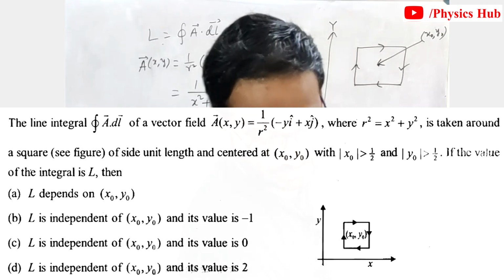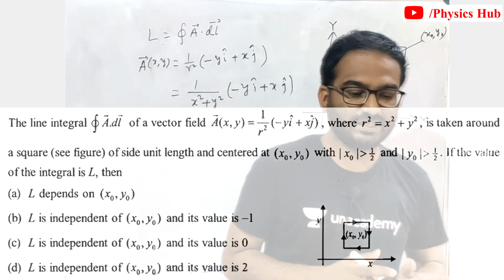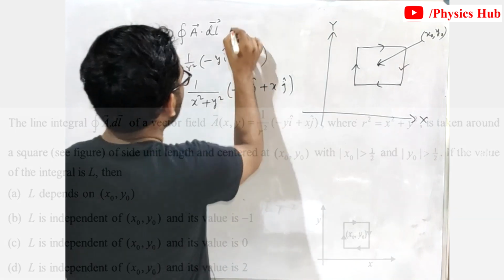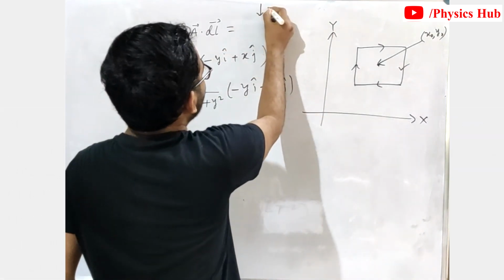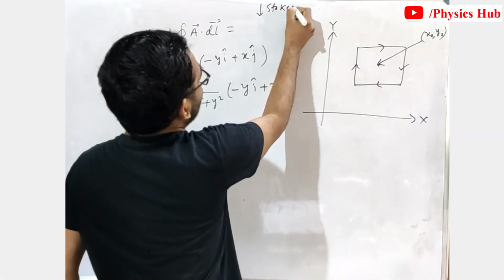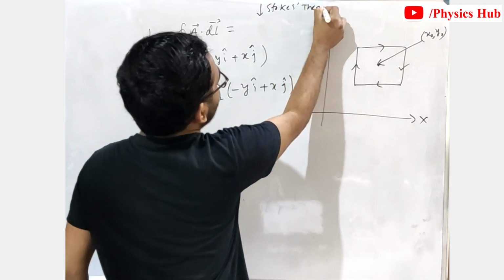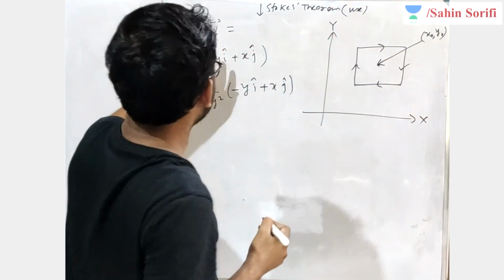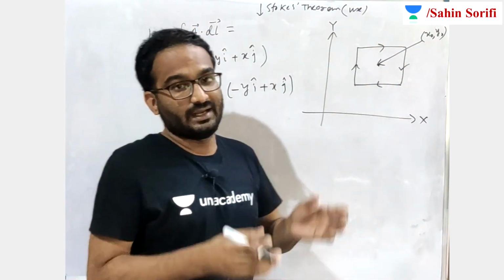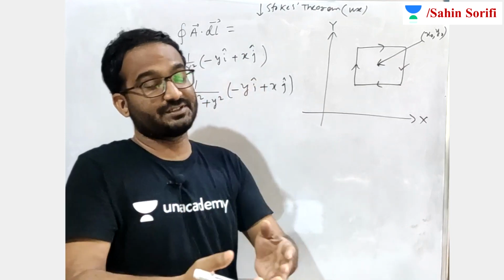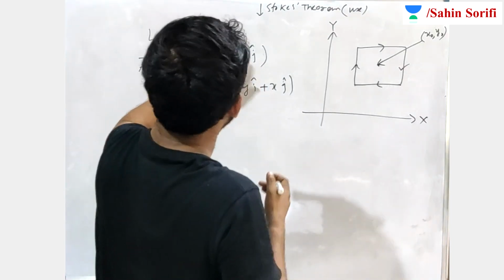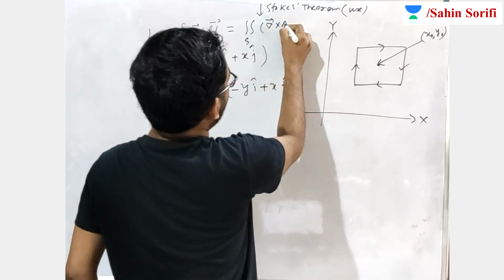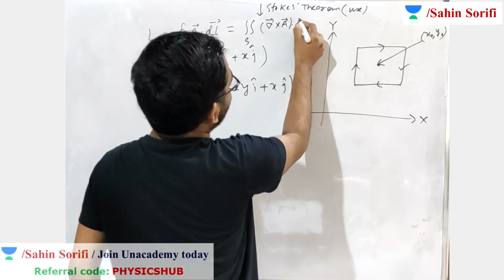Now how can you solve this question? This question is very basically very easy. What you have to do, you have to utilize Stokes theorem. So apply Stokes theorem here. Stokes theorem converts a line integral into a surface integral. So the integration over A dot dl will become a surface integral of curl of A dot ds.